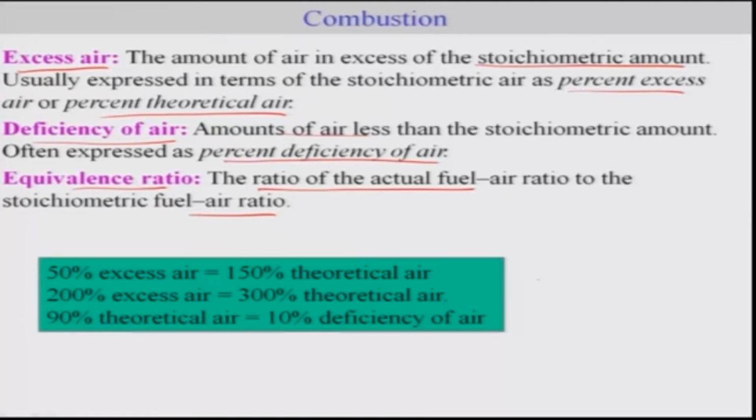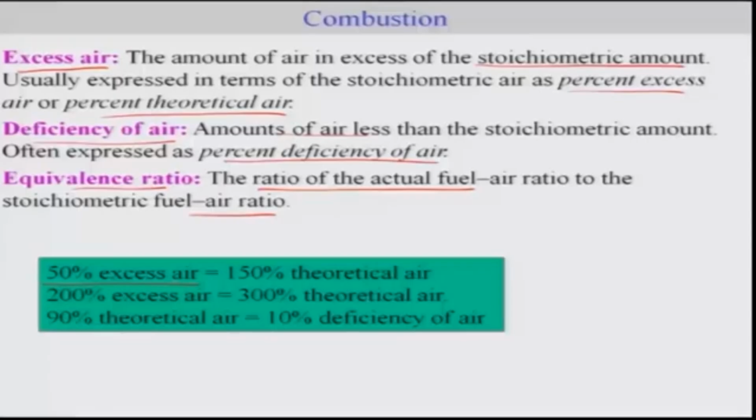This is an example of a typical way of using excess air or theoretical air. If somebody says 50% excess air, it means nothing but the theoretical air plus 50% of the theoretical air, which is nothing but 150% of the theoretical air. 200% excess air is, by the same logic, 300% theoretical air. 90% of theoretical air is 10% deficiency of air. So this is the different terminology which we are going to make use of in our analysis.